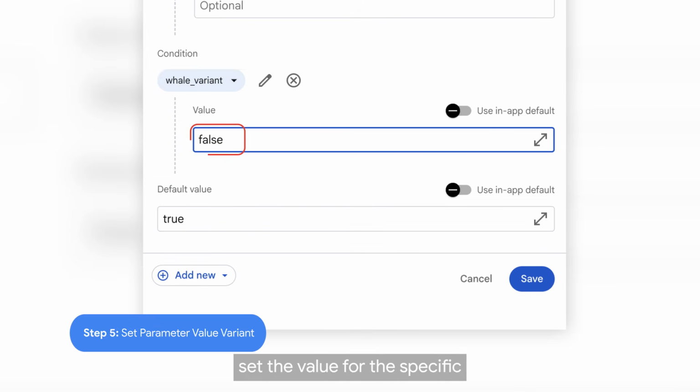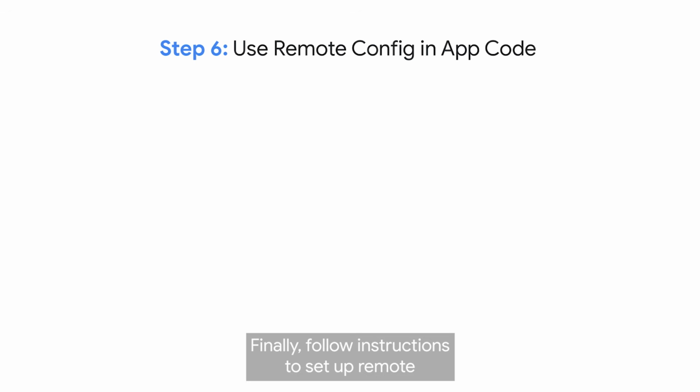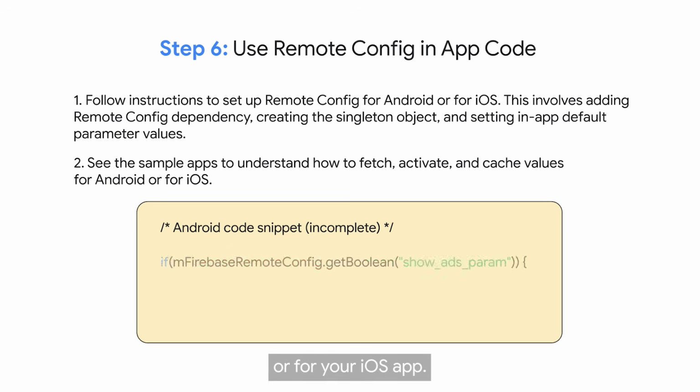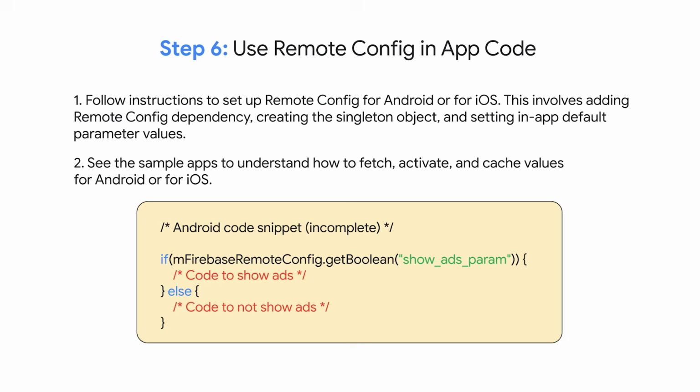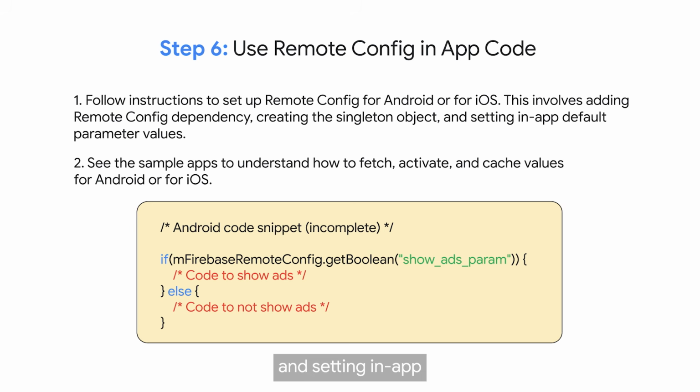Step 5. Set the value for the specific whale variant to false and click Update. Step 6. Finally, follow instructions to set up remote configuration for your Android or for your iOS app. This involves adding remote configuration dependency, creating the singleton object, and setting in-app default parameter values.